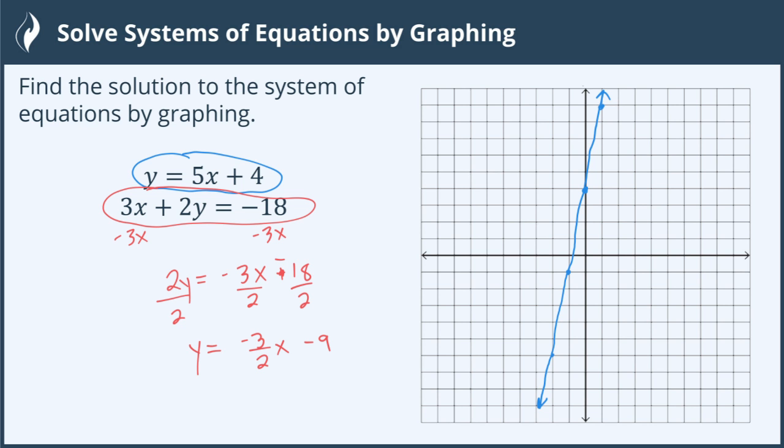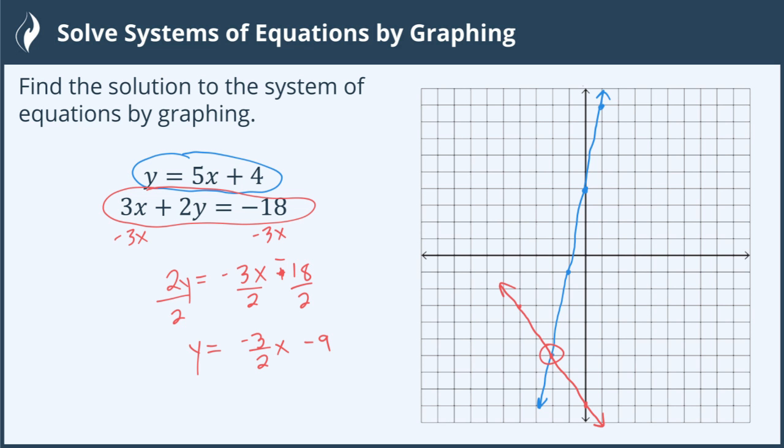And then to graph from there, I go down 9. And then I'm going to go down 3 over 2, which is the same thing as going up 3 over 2, up 3 over 2. So this is my graph. And then my solution is going to be right here where they cross.